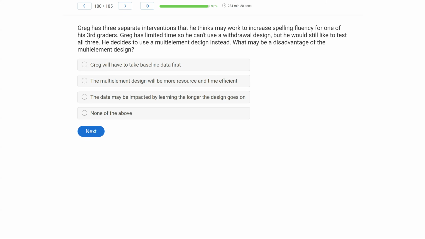So we have Greg, who wants to use a multi-element design, and the question wants to know, what is a disadvantage here? We have 3 separate interventions, right? So let's just say this is our fake multi-element design.